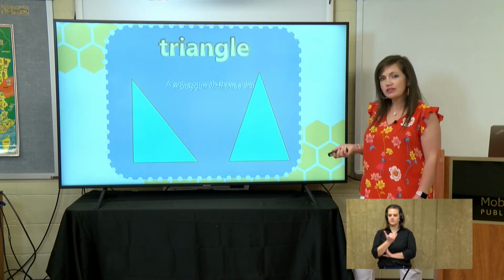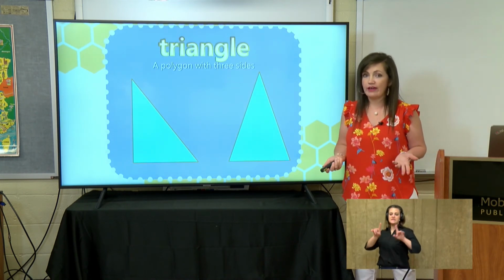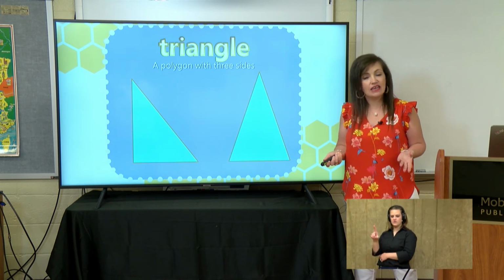Now, we've talked about our different types of quadrilaterals. Do you remember how many sides a figure has to be a quadrilateral? 4 sides. Very good. So now let's talk about triangles. All right, so a triangle is a polygon with 3 sides. But if it's a triangle and it has a right angle, remember that's called a right triangle.